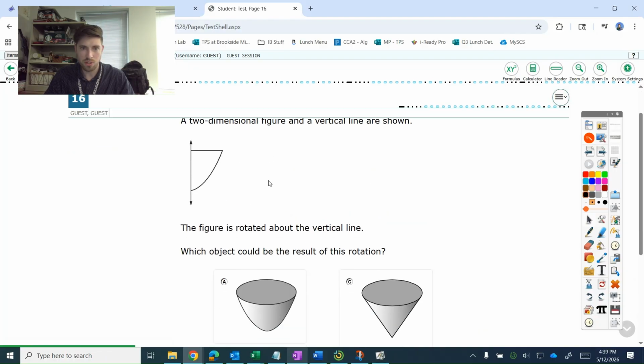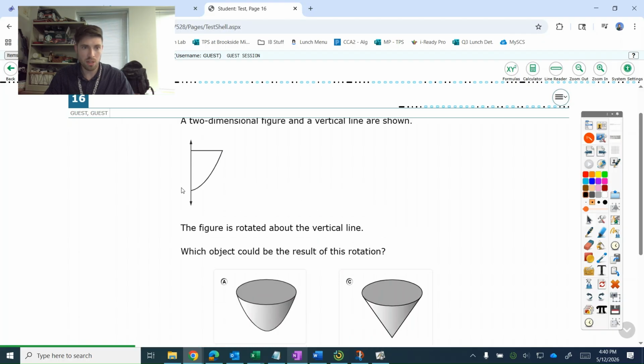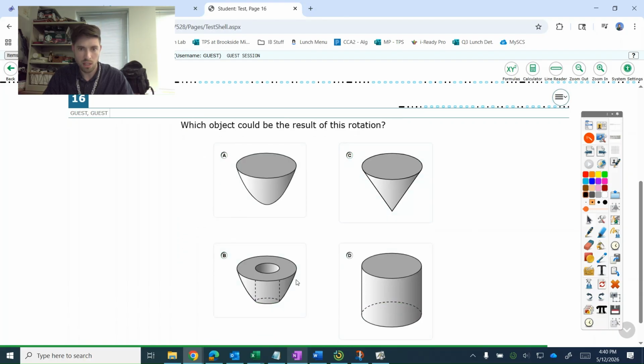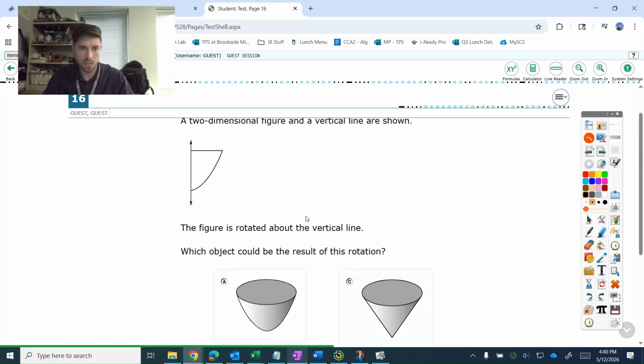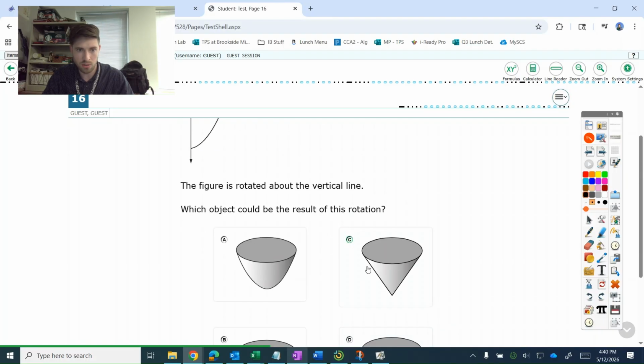Okay, question number 16. A two-dimensional figure and a vertical line are shown. The figure is rotated about the vertical line. Which object could be the result of this rotation? So we're rotating the bottom here. When we rotate it, it should basically look like a bowl that's not hollowed out. So because of that line on the top, when I rotate this all the way around this axis, the top's going to be a circle, right? And so we see that for all these. It's not going to be B. But we're not rotating a rectangle. That would result in a cylinder, and we're not rotating a triangle, so this one's going to be A.